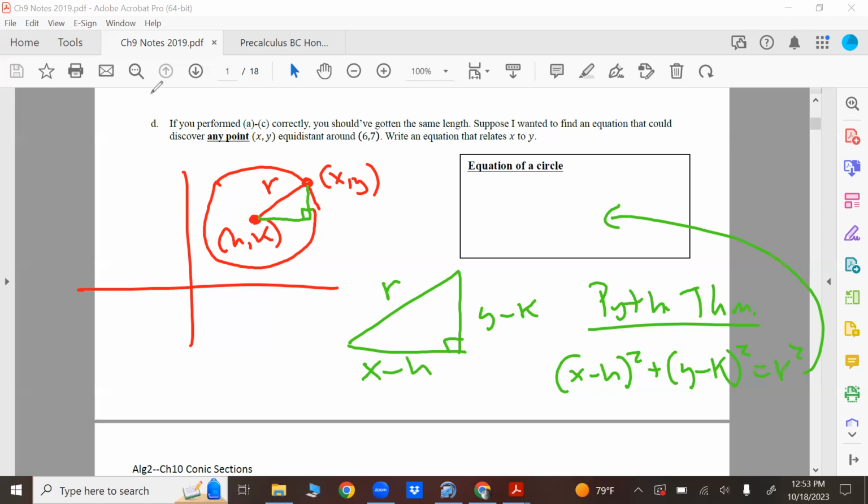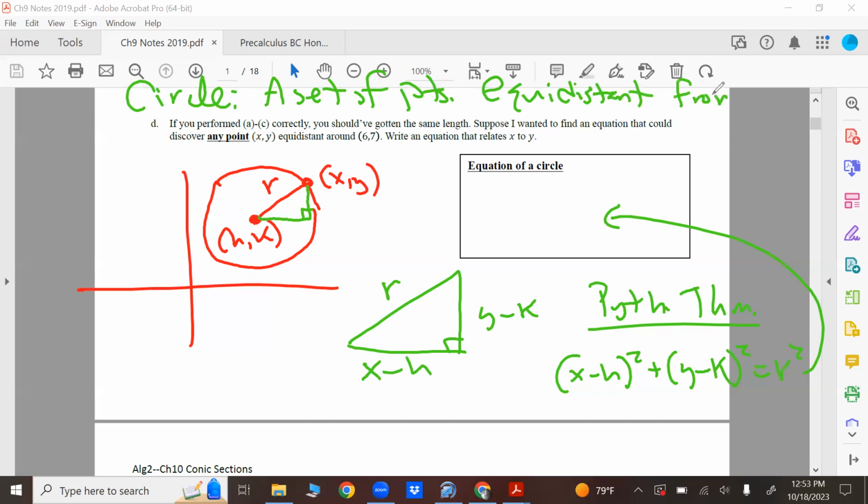What is the definition of a circle in the first place, Arya? Oh, okay, no worries. A set of points equidistant from a fixed point. Okay. And what do we call that fixed point? We call it the center.